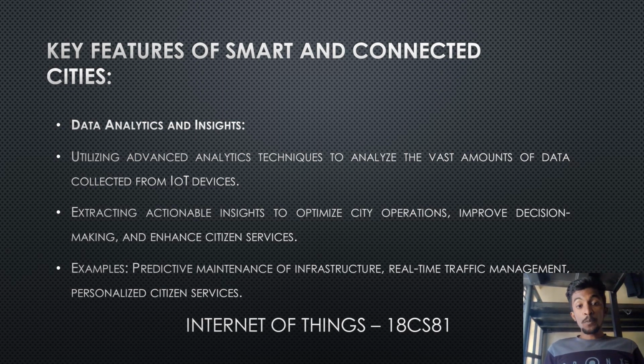What does predictive maintenance of infrastructure mean? Using data to predict when infrastructure needs maintenance to prevent failures. So to avoid failures, predictive maintenance of infrastructure is very useful. And what does real-time traffic management mean? Adjusting traffic flow dynamically based on real-time data to reduce congestion and improve efficiency. At the same time, personalized citizen services means tailoring public services to individual preferences and needs using digital technologies and data insights.